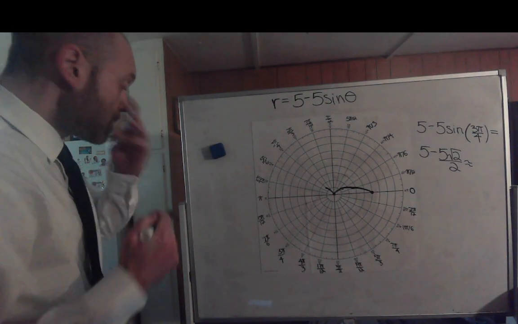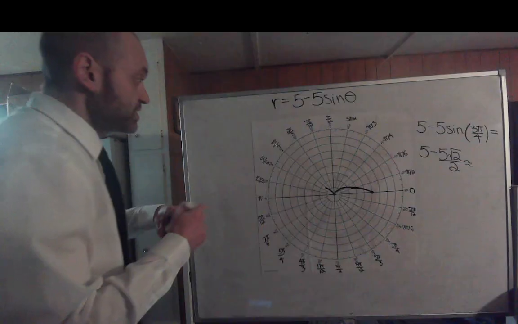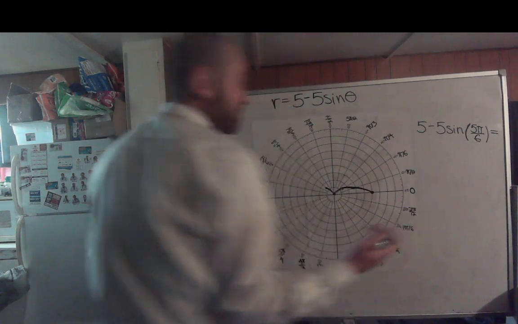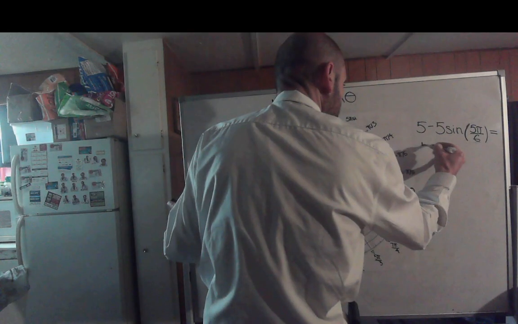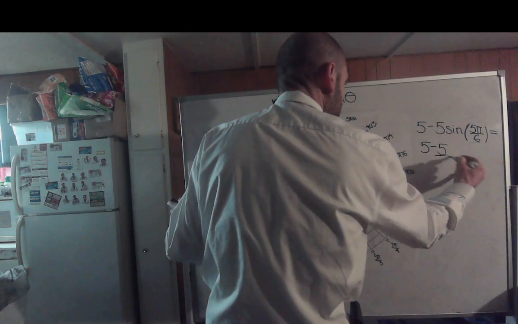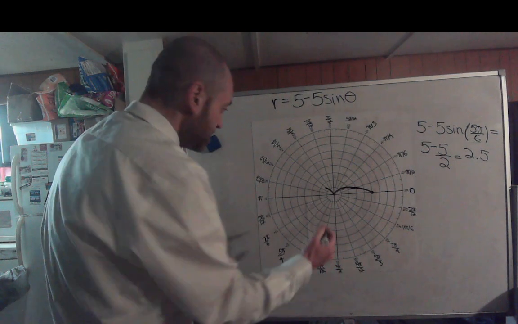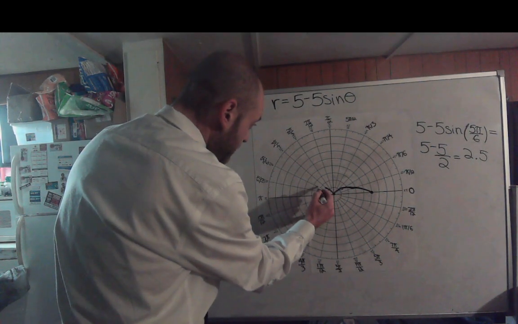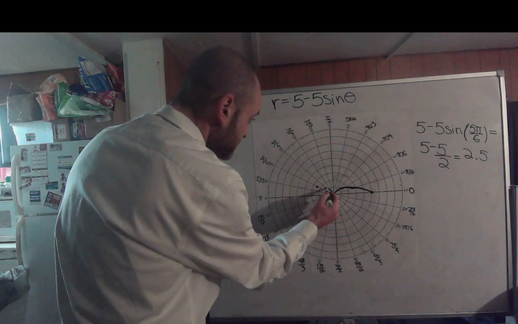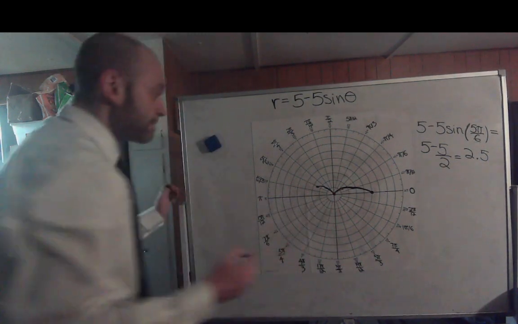And then let's go to 5 pi over 6. So 5 minus 5 times the sine of 5 pi over 6. Well, what is the sine of 5 pi over 6? That is, in fact, 1/2, so you'd have 5 minus 5 halves, which we know to be 2.5. That'd be 2.5. So we're going to go all the way up here for 5 pi over 6. Let's connect what we got there.